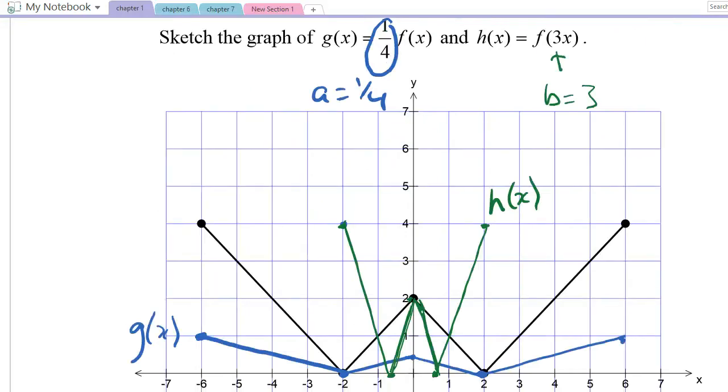Alright, instead of using all that nice white space at the bottom of the page, I just put it right on top. So my g of x, where I'm multiplying all my y values by 1/4, you can see in my blue g of x function, it really flattens out. That would be a vertical compression. And now my h of x, which I did in green, I'm dividing all my x values by 3, so it is a horizontal compression. So they're both compressions. H of x in green is a horizontal compression, and the blue one is a vertical compression. All right.